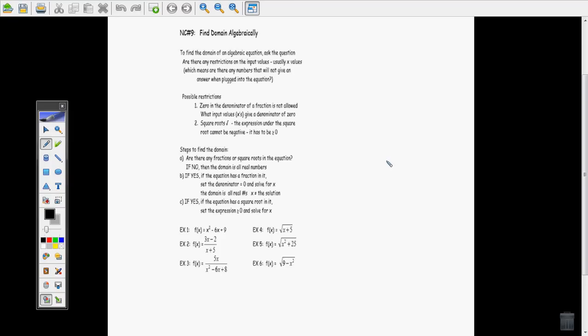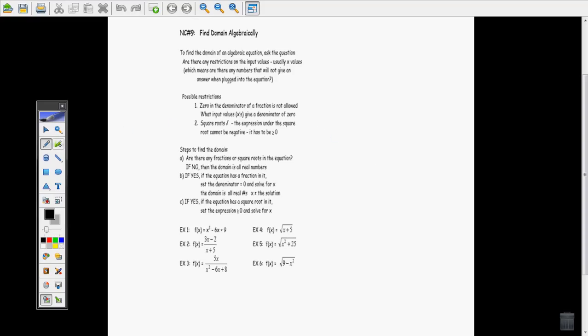Card 9. Find domain algebraically. Remember that domain is the x values. It says to find the domain of an algebraic equation, ask the question, are there any restrictions on the input values, which are going to be the x values typically? Which means, are there any numbers that will not give an answer when plugged into the equation?